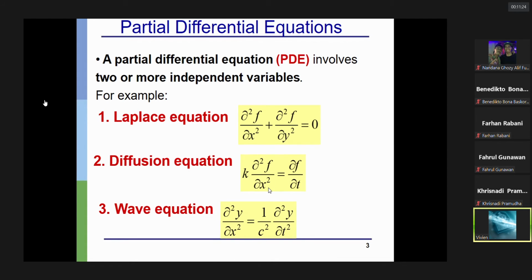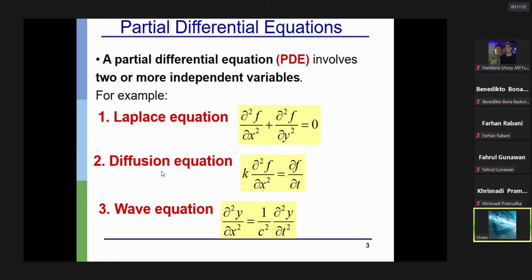So here we also have two independent variables, x and t, but we see here that the equation is different. What we have on the right-hand side for the unsteady term is the first derivative, while in the wave equation, the derivative in time is the second derivative. So these are examples of partial differential equations.